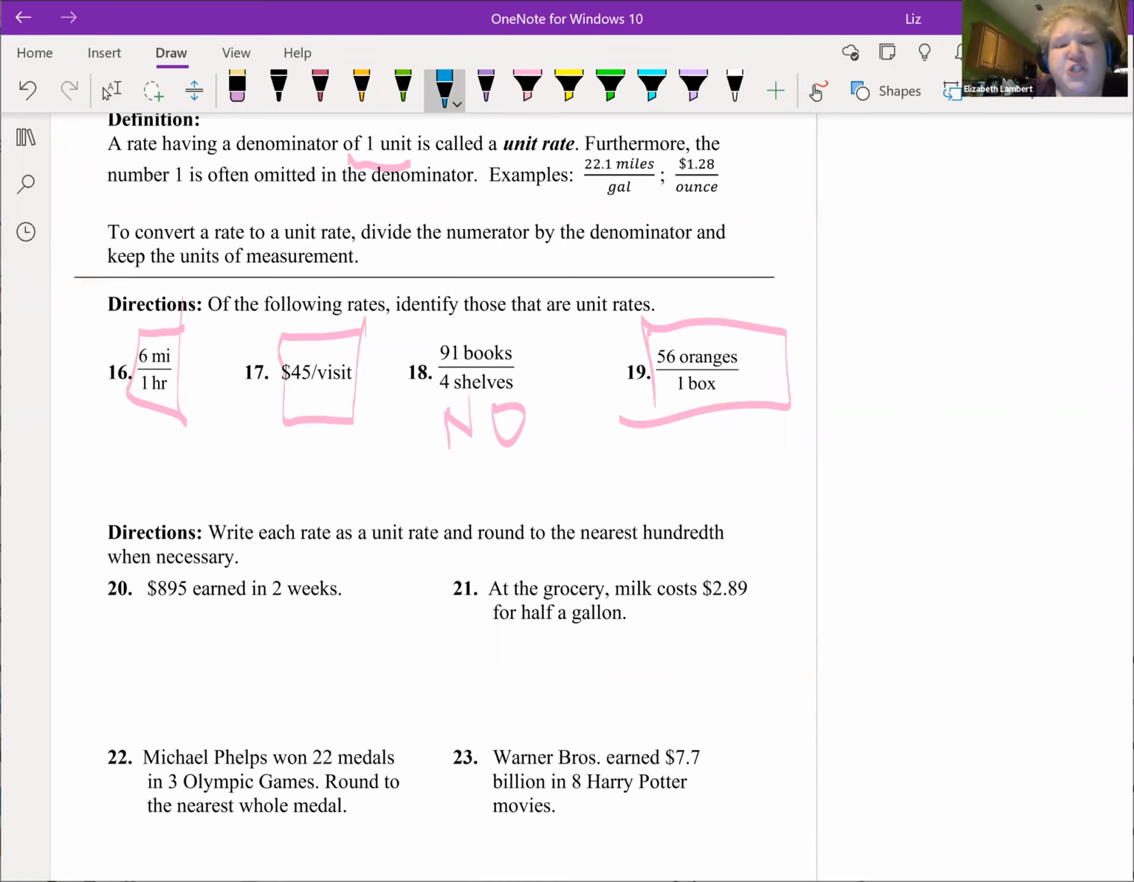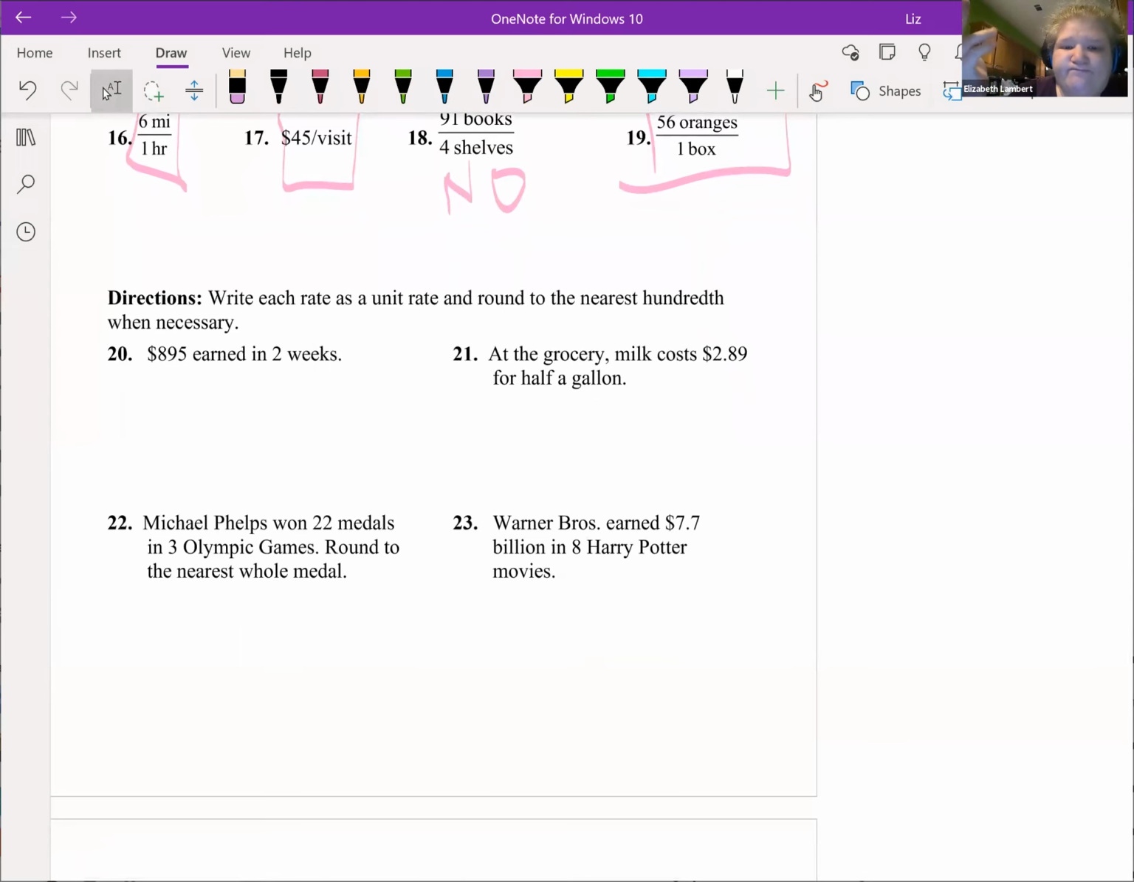Next, we have write each rate as a unit rate and round to the nearest hundredth when necessary. So on these, we may get answers that are decimals, and that's okay. We want to know what the unit rate is, the per 1 thing. So our $8.95 earned in 2 weeks.